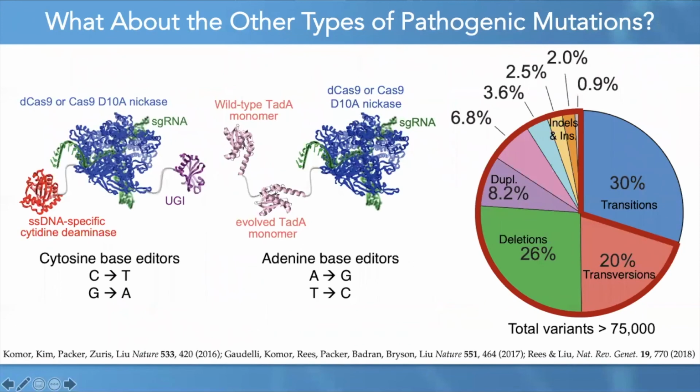Base editors can correct pathogenic transition mutations. Cytosine base editors can make C to T and G to A edits, and adenine base editors can make A to G and T to C edits. However, there are other pathogenic mutations beyond just transition point mutations. These other mutations account for 70% of known pathogenic gene variants, and the LULAB sought to develop methods to correct or install transversion point mutations, small insertions, and small deletions without requiring double-strand DNA breaks or donor DNA templates.